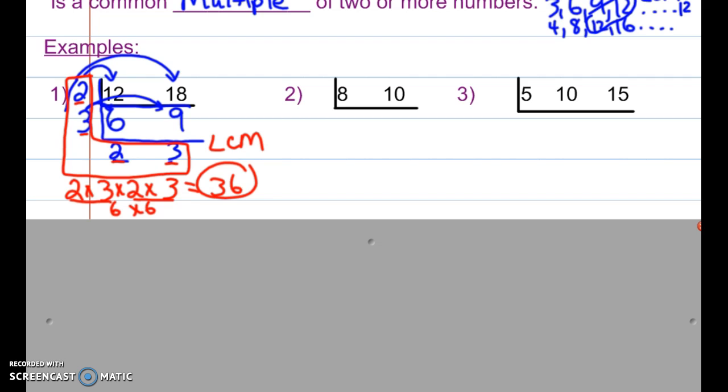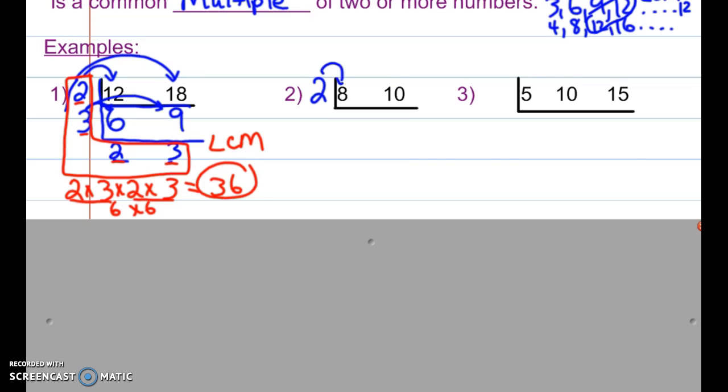All right, let's look at example number 2. We're going to make another ladder with 8 and 10. This time we're going to find the least common multiple just like we did in example 1. So 2 is a factor of 8 and 10 because those are even numbers. Pause your video and I want you to finish this ladder on your own.